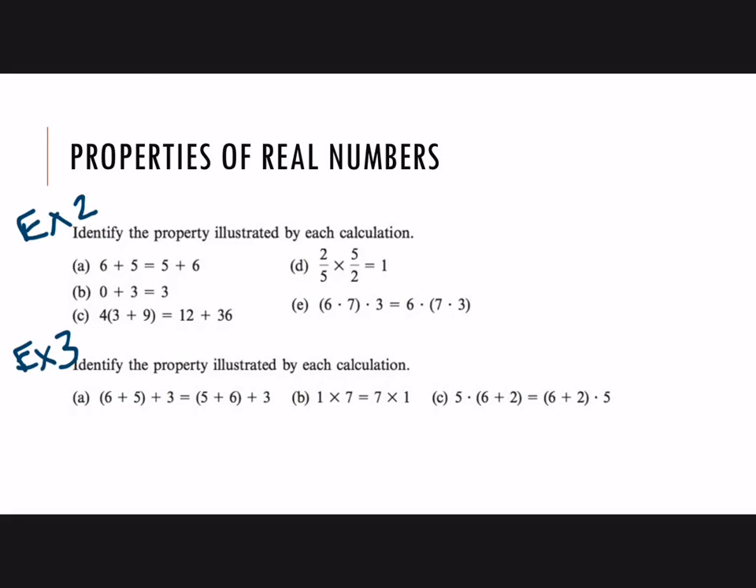So in example 2, part A, 6 plus 5 equals 5 plus 6. That's the commutative property for addition. We've switched the order of the 5 and the 6.